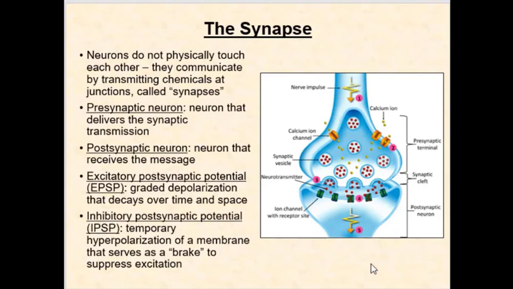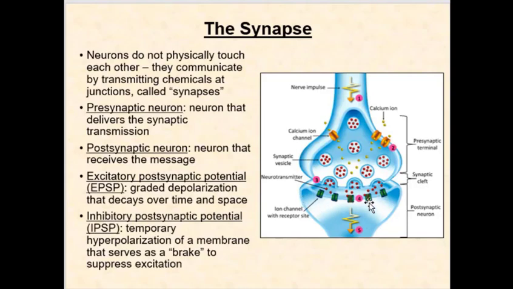But I want to cover a little bit more terminology that I've been throwing at you. At the synapse, the space is called the synapse. This end, which is the axon end, is called the presynaptic neuron. This is the neuron that is sending the message, that is delivering the message. The postsynaptic neuron, which is usually a dendrite, is the one that is going to be receiving the message.